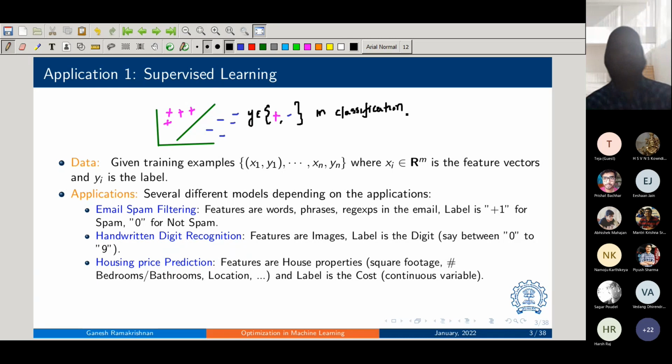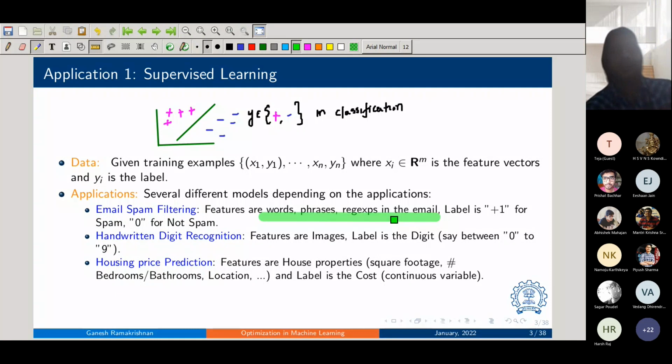Now there are several different models depending on the applications. For example, you may have a problem such as email spam filtering, where you're trying to map the x and y axis to features. The features could be words that occur in the text. They could be phrases that have been manually identified. They could be embeddings.